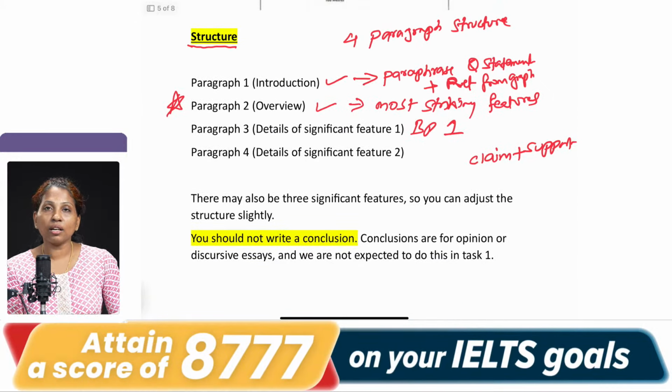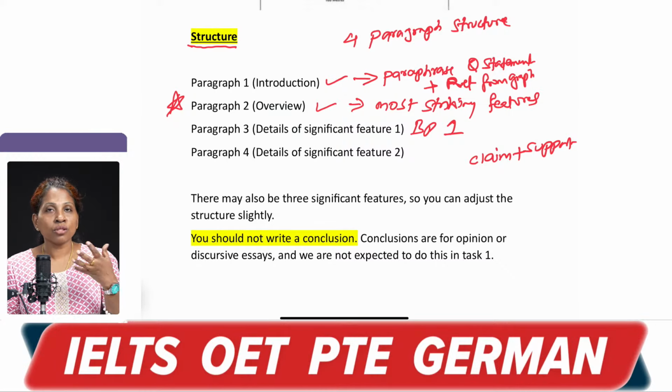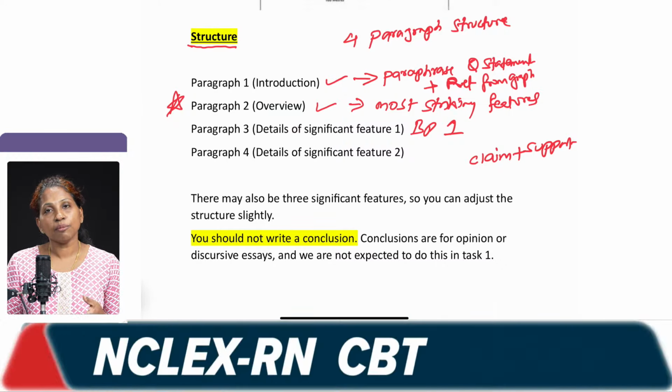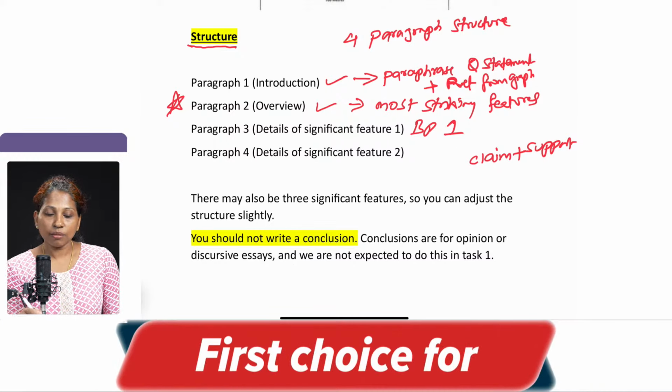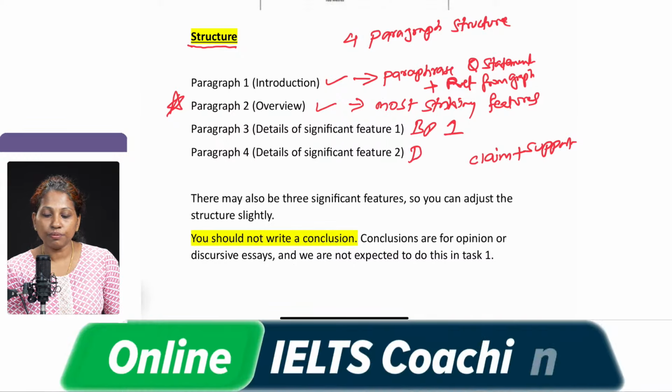Along with that feature 1, the most important feature, if you feel like something can be written down as a relevant feature, write that also, a less relevant one. Then comes para 4, which is body paragraph 2.